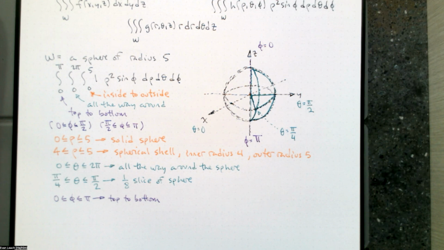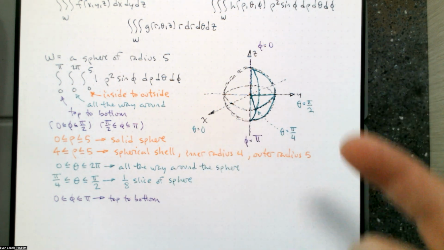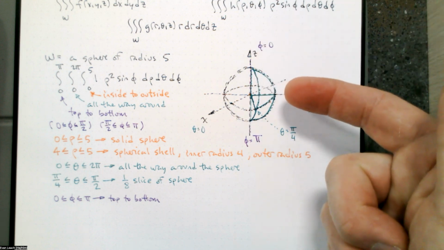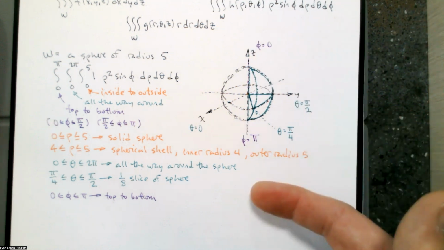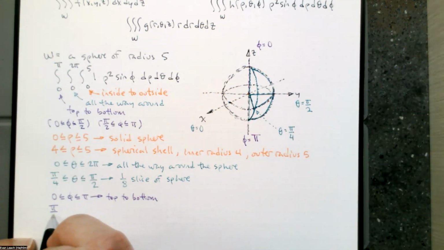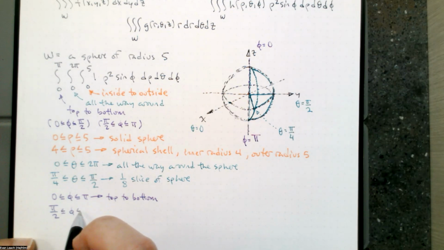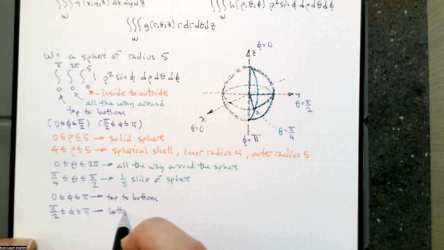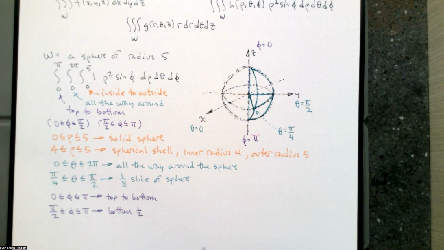So if more kids showed up to the soccer game than we had anticipated, and we just take all of our lime slices and start cutting them in half, one kid is going to get the 0 to pi over 2 slice, and the other kid is going to get the pi over 2 to pi slice. So if I have pi over 2, that's going to be our bottom hemisphere.